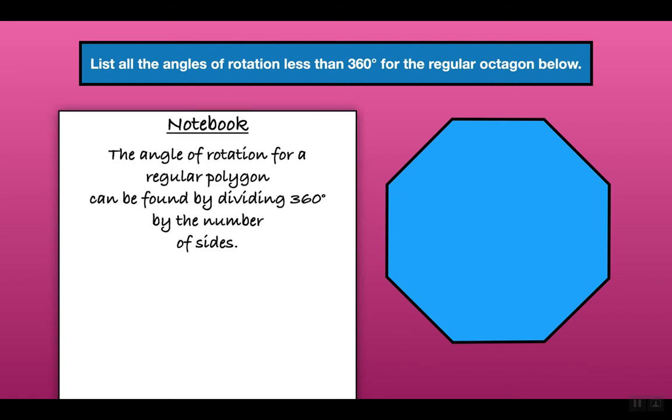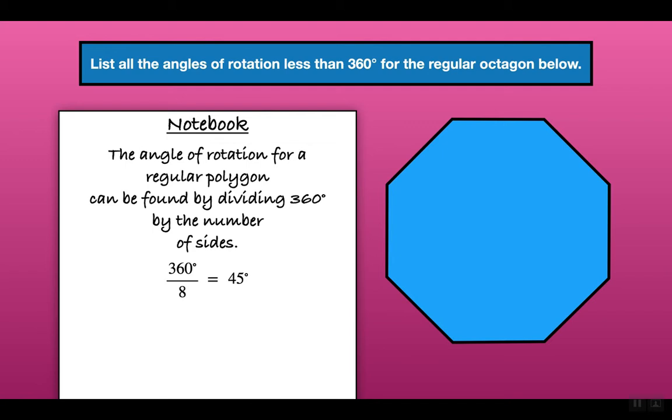First of all, the angle of rotation for a regular polygon can be found by dividing 360 degrees by the number of sides. So our octagon has 8 sides, so we're going to do 360 degrees divided by 8. That gives us 45 degrees. That means each time you rotate this octagon 45 degrees in either direction, it'll match up and look exactly the same way it looks now.